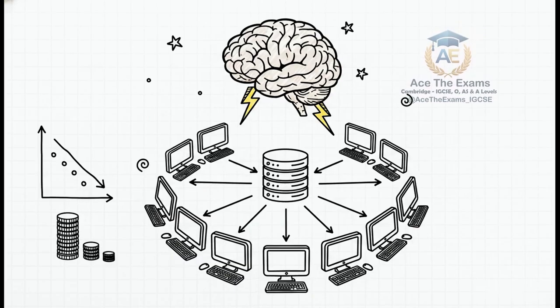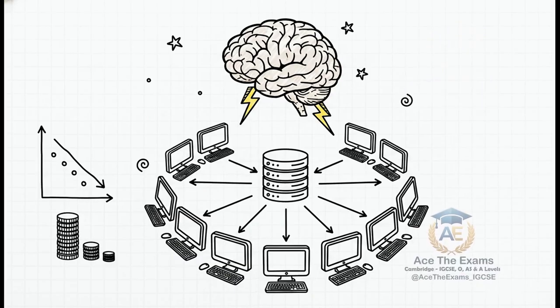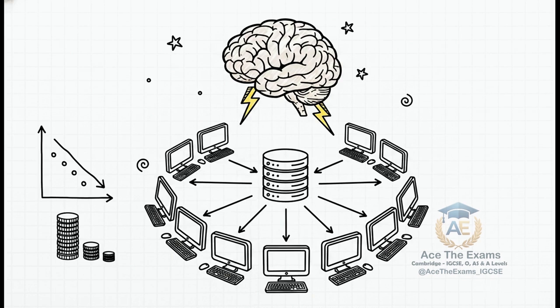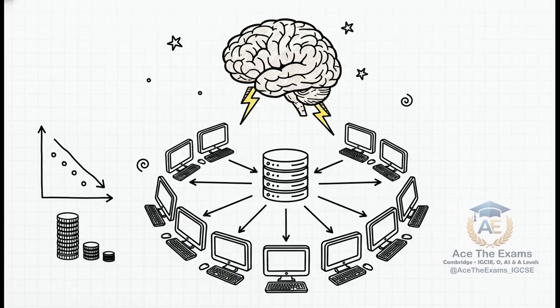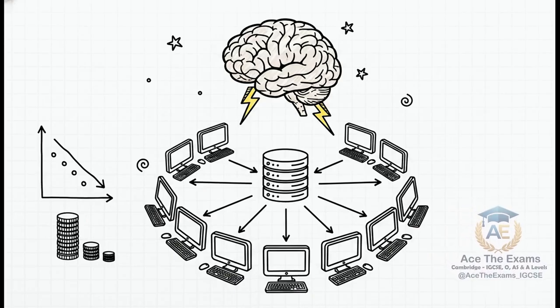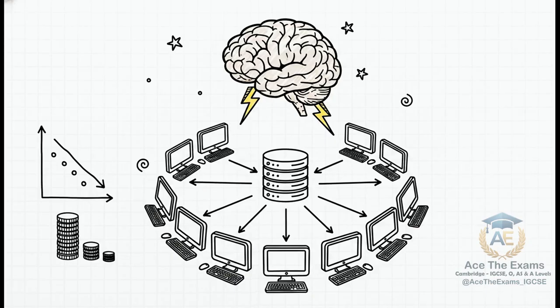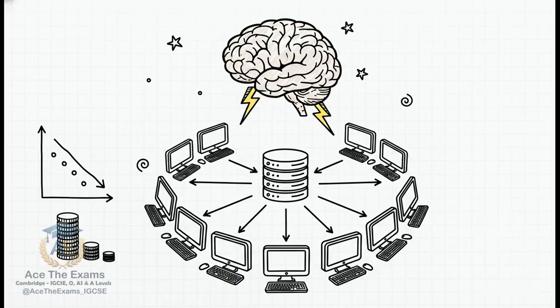Your answer should look exactly like this. Point. Cost effective per unit. Evidence. A massive call center requires a large number of identical workstations. Explanation. Centralized software updates on the server eliminate the painstaking need to manually update hundreds of individual desktop machines. Link. Therefore, maintenance downtime is drastically minimized for the call center operations. Brilliant, right? That is an A-star answer.